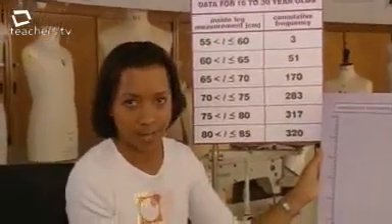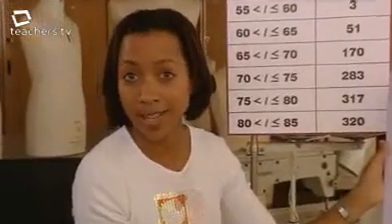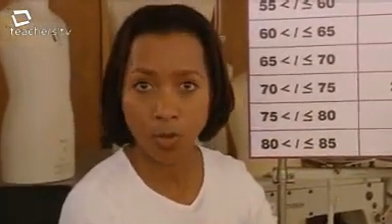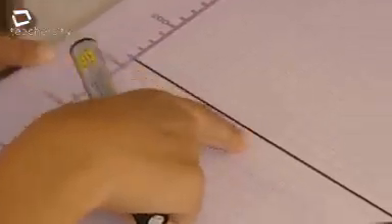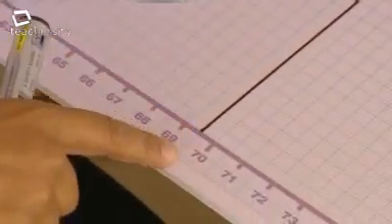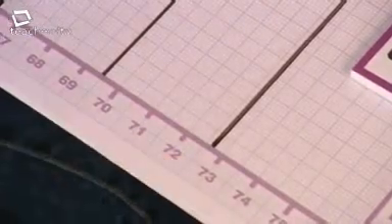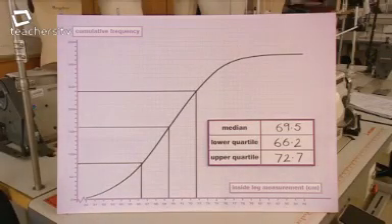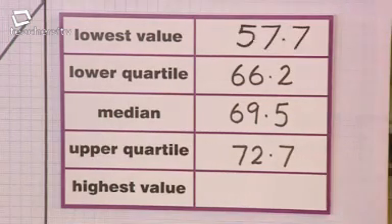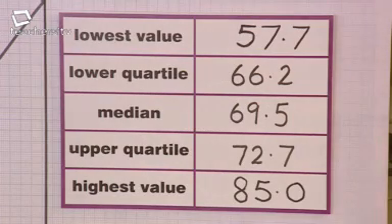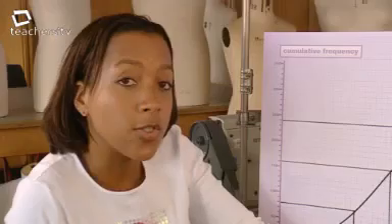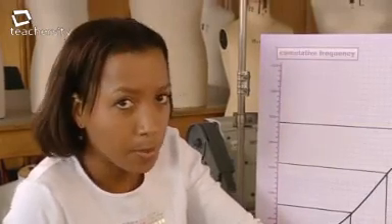Okay, now for some analysis. The three vital statistics we can estimate are the median, the lower quartile, and the upper quartile. The median is 69.5. The lower quartile is 66.2. The upper quartile is 72.7. From Sue's original data, I know that the lowest measurement is 57.7 centimetres and the highest measurement is 85 centimetres. These 5 numbers can then be used to summarise all the data in a simple diagram called a box plot.